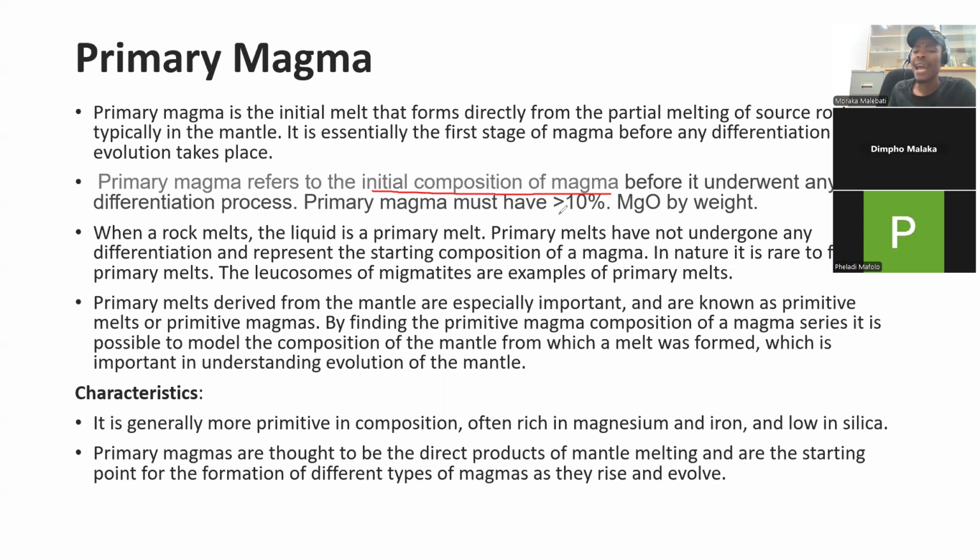And then it must have a magnesium oxide content greater than 10%, or at least 10 weight percent. That is the two characteristics. The initial composition of that magma means when you melt the ultramafic rocks, or the mantle rocks, you are going to get a melt. The initial composition of that melt, before it differentiates, will be what you call a parental magma.